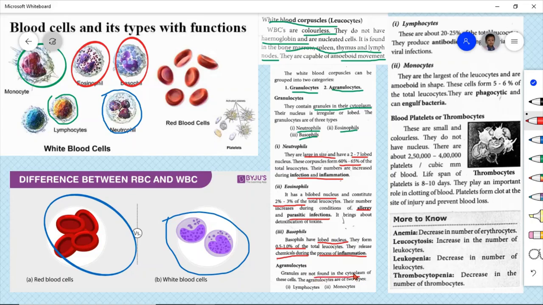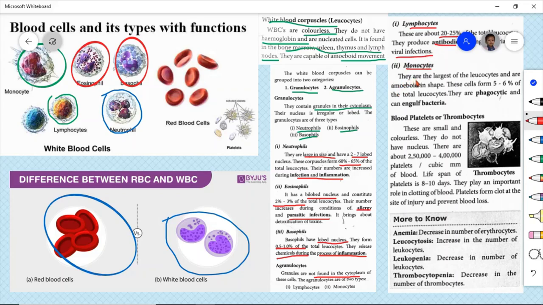Agranulocytes means granules are absent in the cytoplasm, so it is known as agranulocytes. There are two types of agranulocytes. They are lymphocytes and monocytes. Lymphocytes are 20 to 25% of the WBC. They produce antibodies during viral infections. So only in viral infections it produces the antibodies.